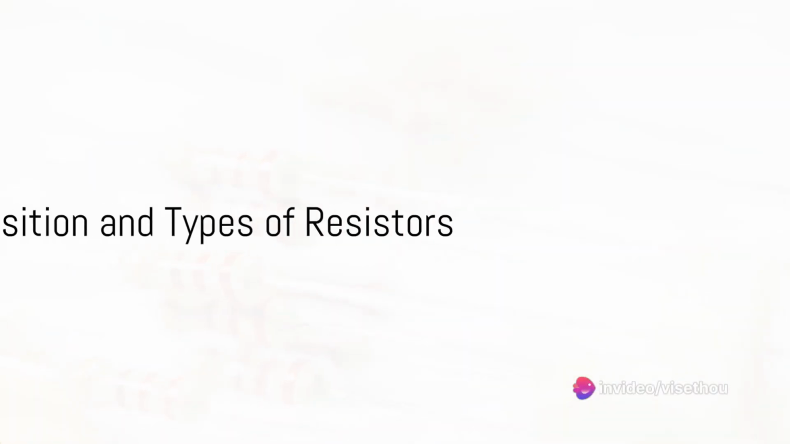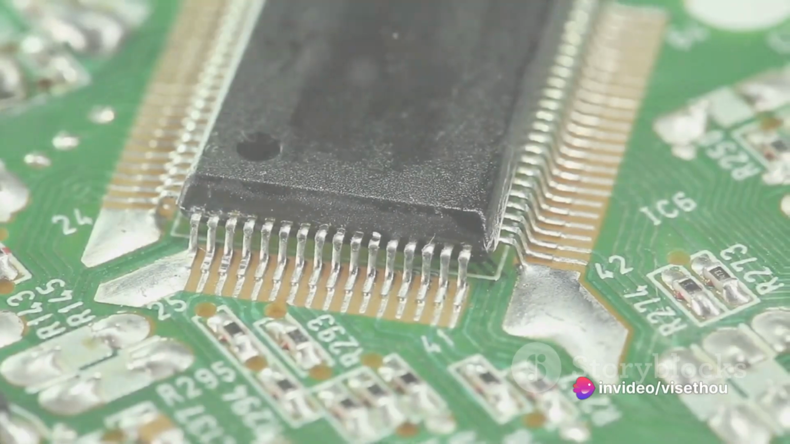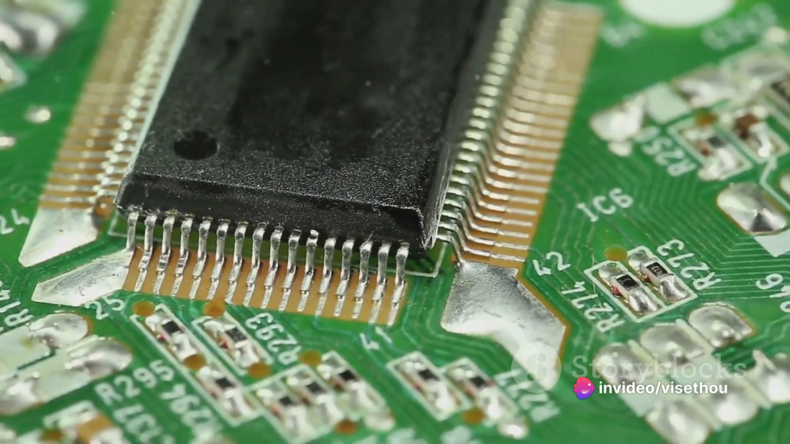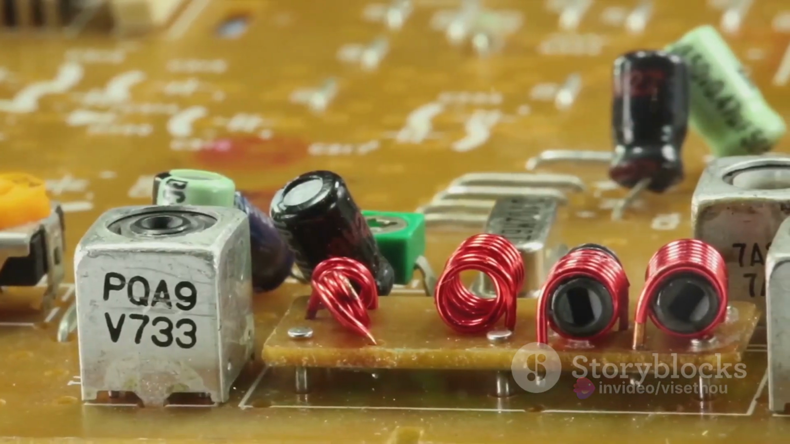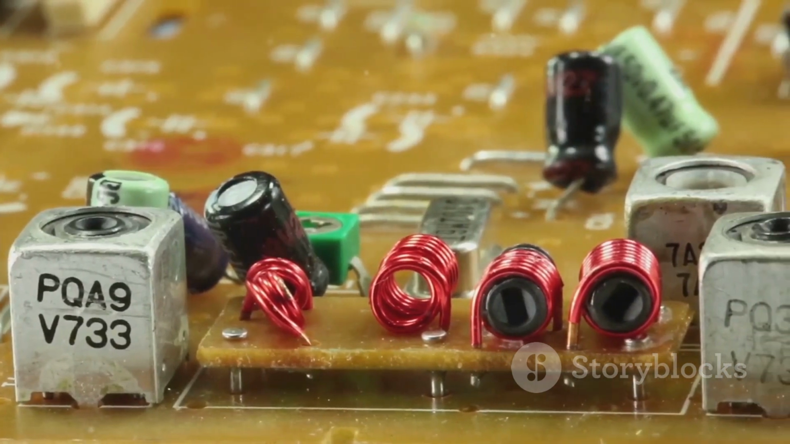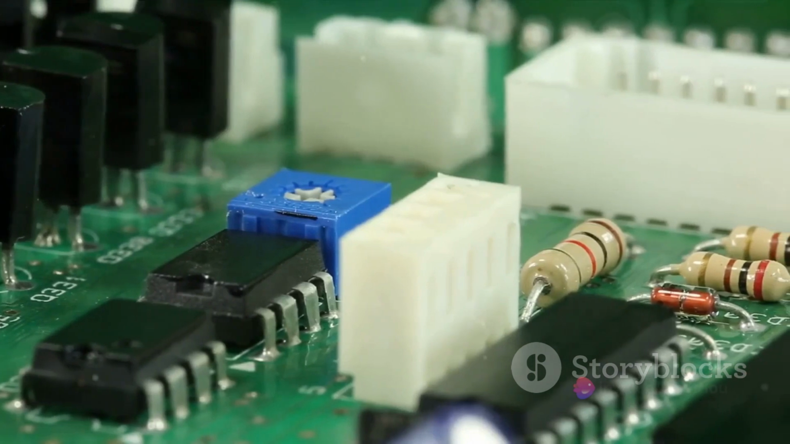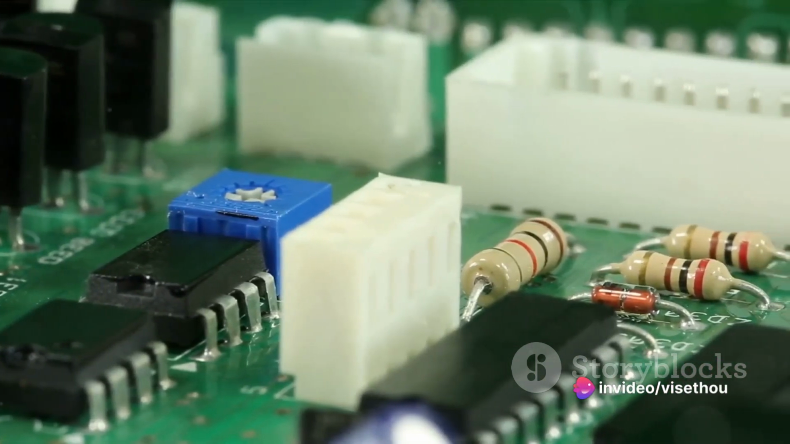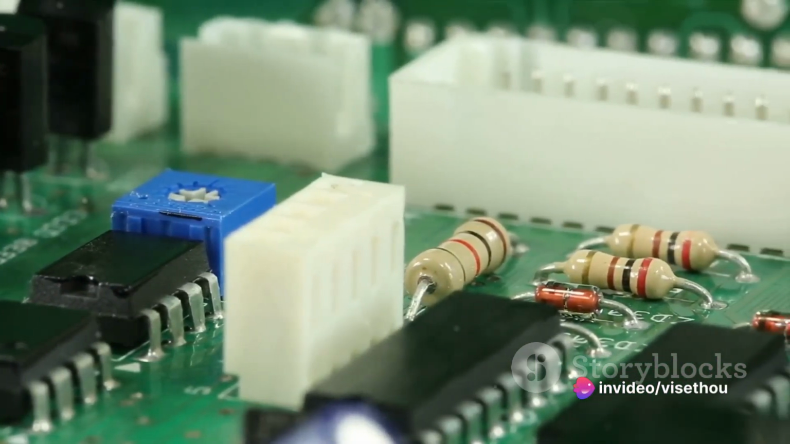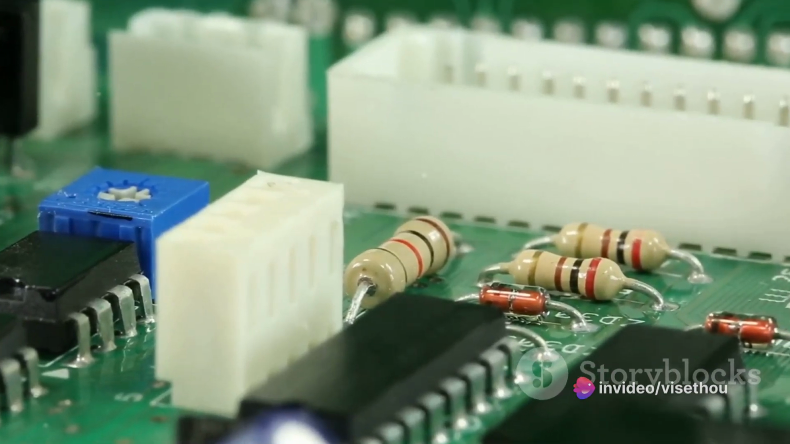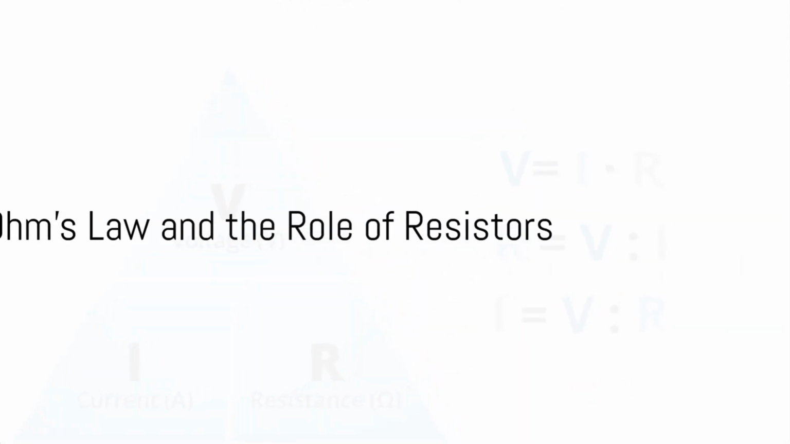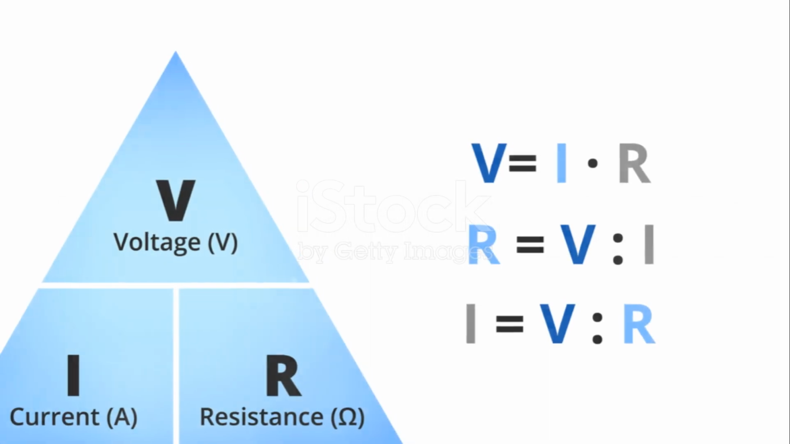Resistors are made from materials with high resistivity, such as carbon, metal, or metal oxide films. The length, cross-sectional area, material, and temperature of the resistor determine its resistance. They come in many shapes and sizes, from through-hole resistors to surface mount ones, and even variable ones known as potentiometers. These little components follow a simple yet powerful law, Ohm's law.